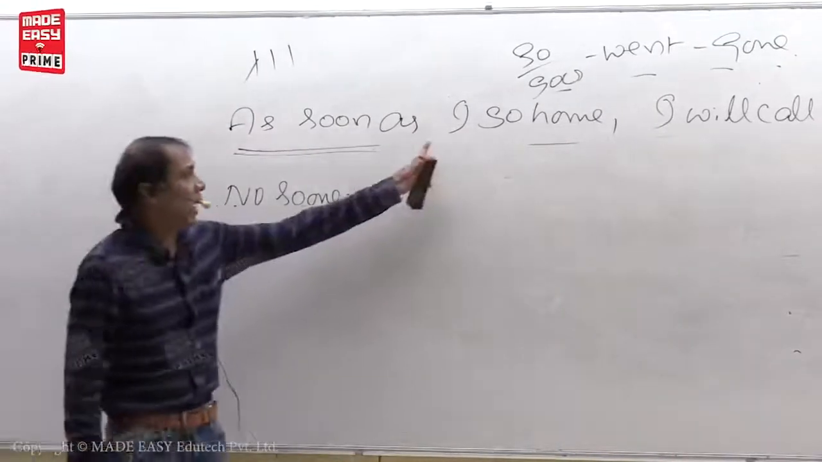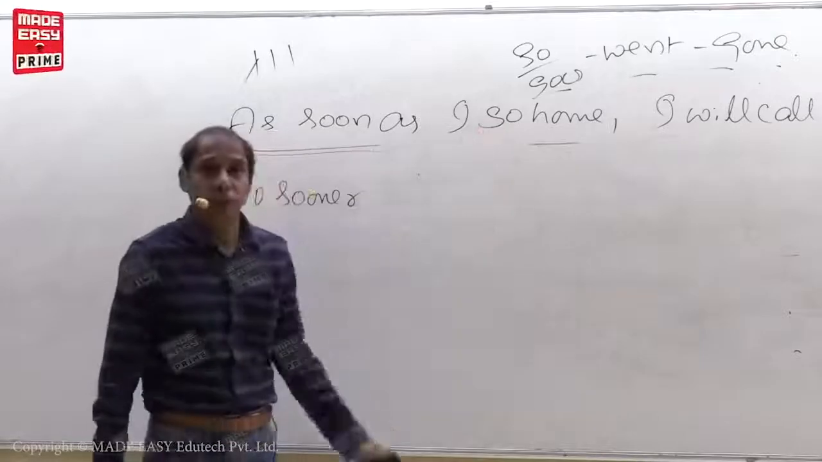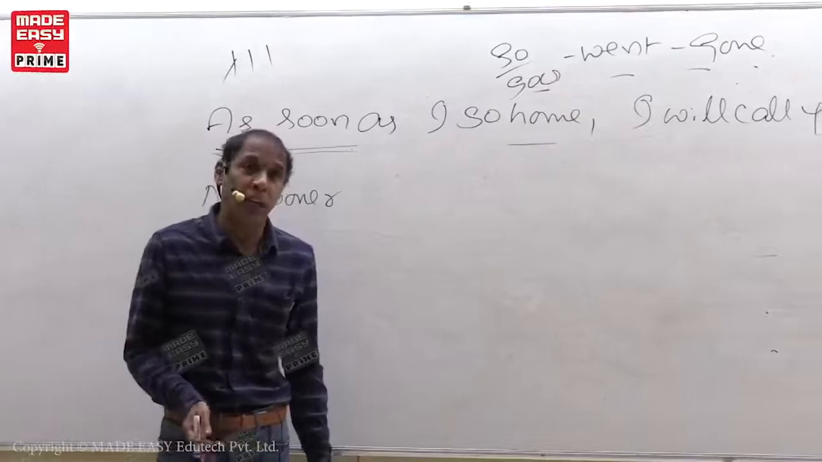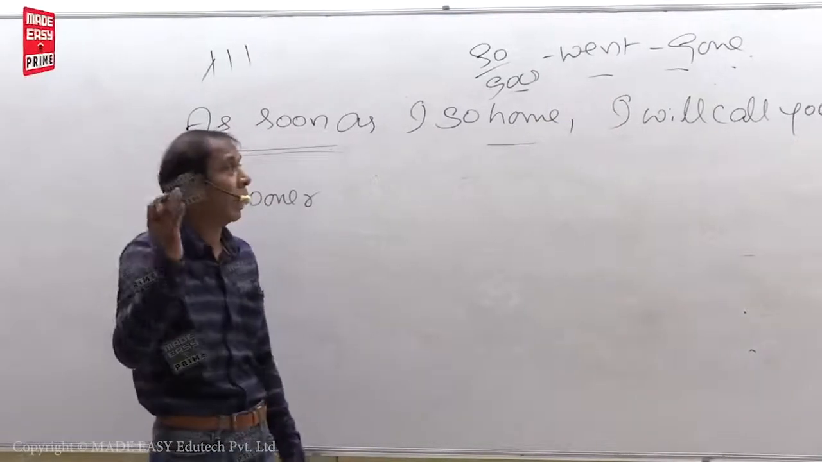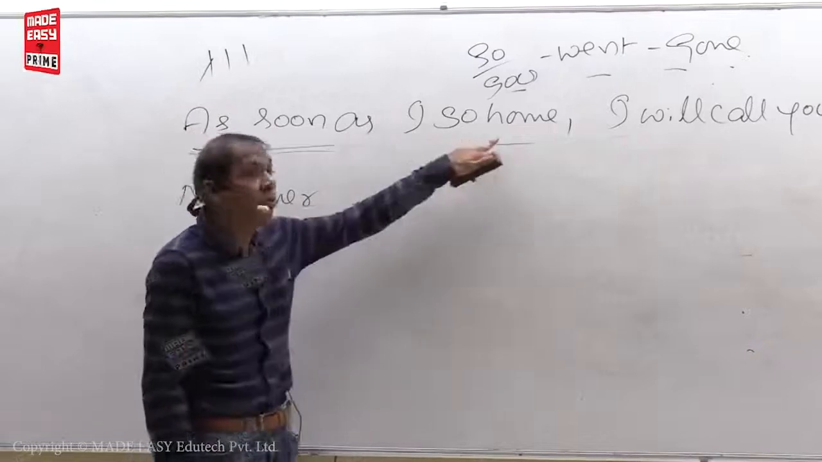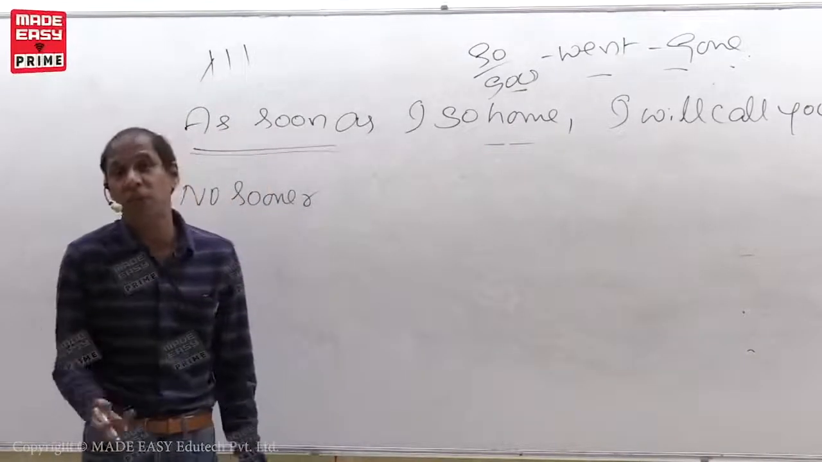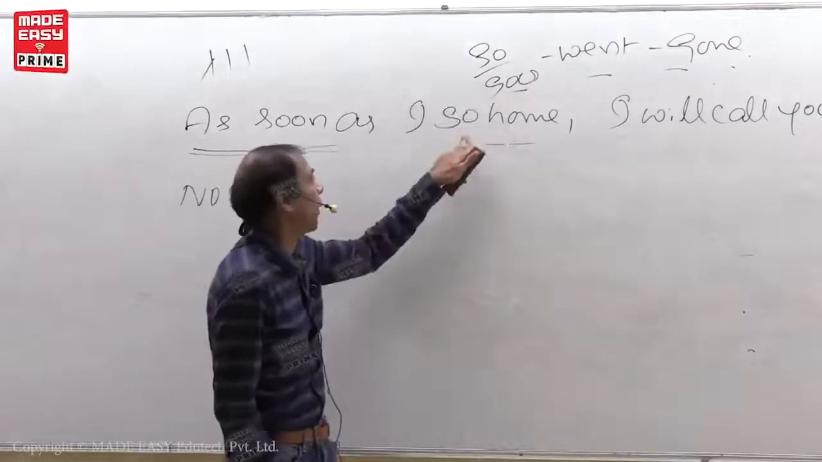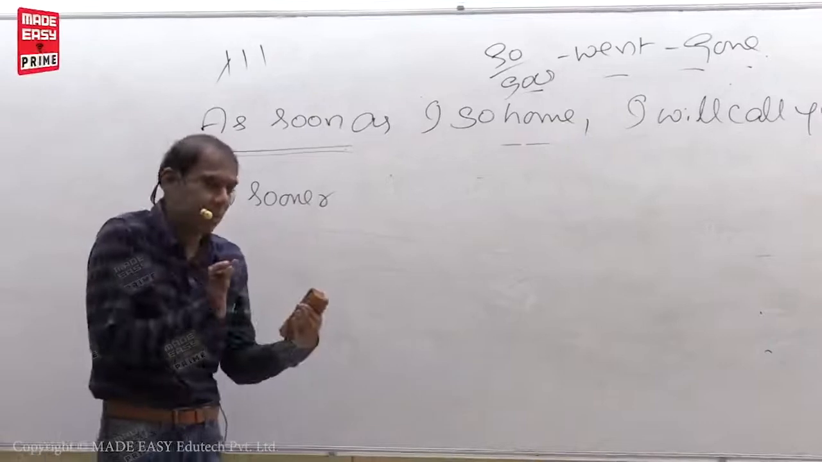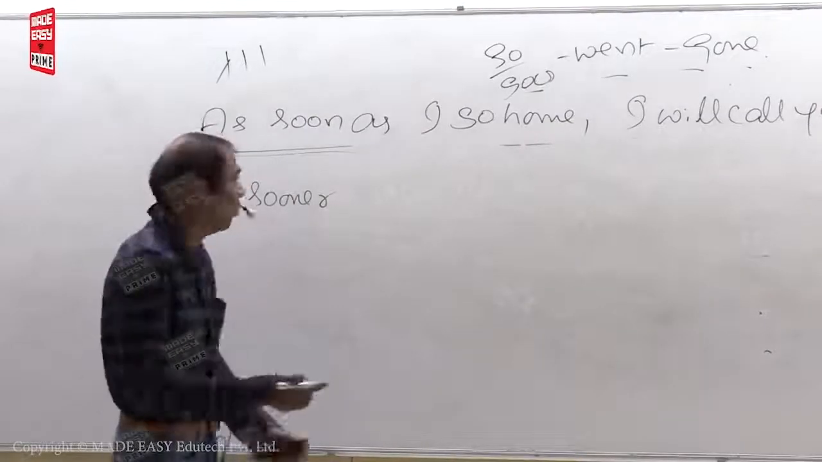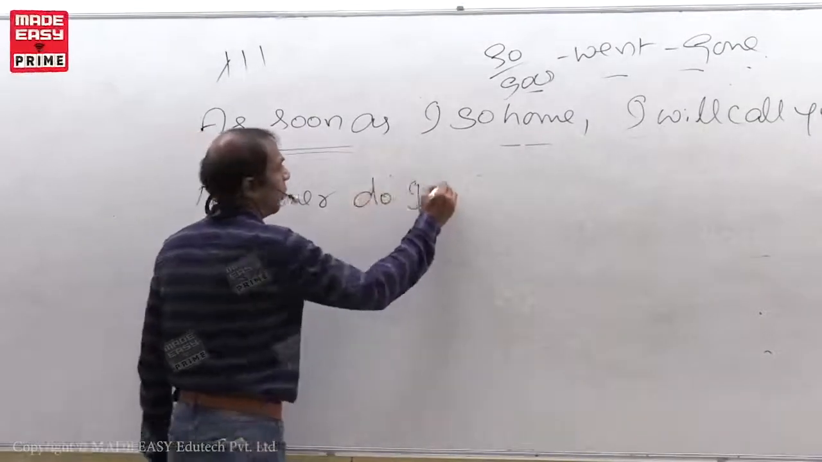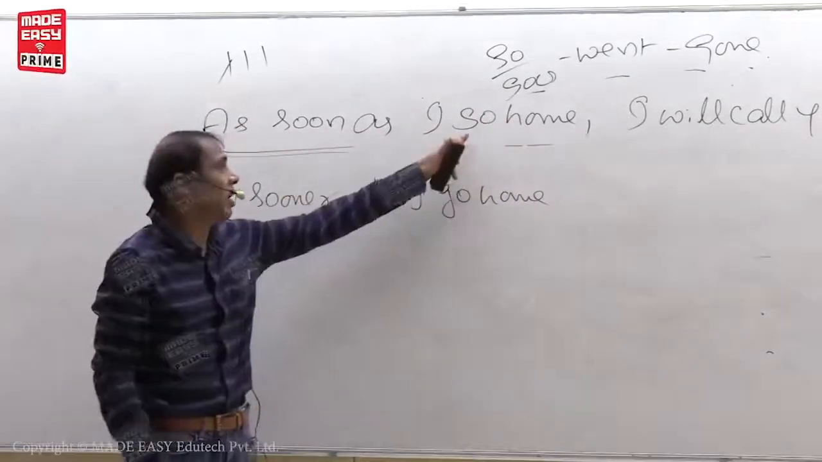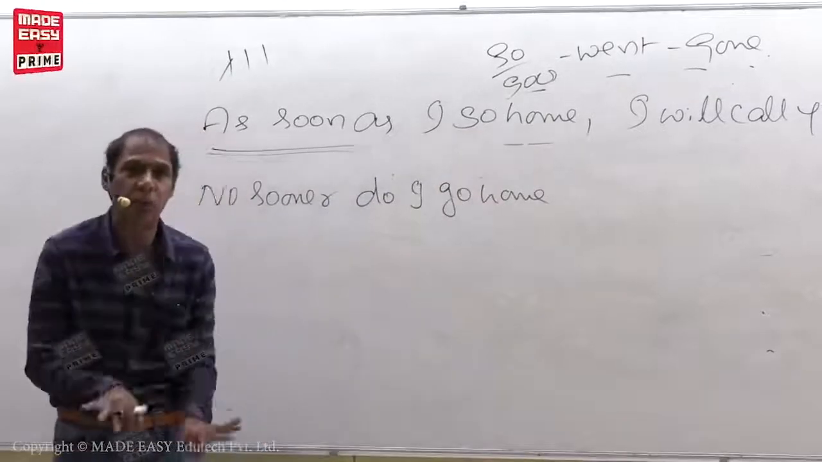Rule number two, change the as soon as part into interrogative form. What is the as soon as part? I go home. If you want to make an interrogative, what is the rule? Put the special verb at the beginning of the sentence. But do we have a special verb here? No. When there is no special verb, what is the rule? Borrow do, does or did. Go, present tense without s. In the case of present tense without s, what you have to borrow? Do. Do I go home? So, second rule, we have changed the as soon as part into interrogative form.